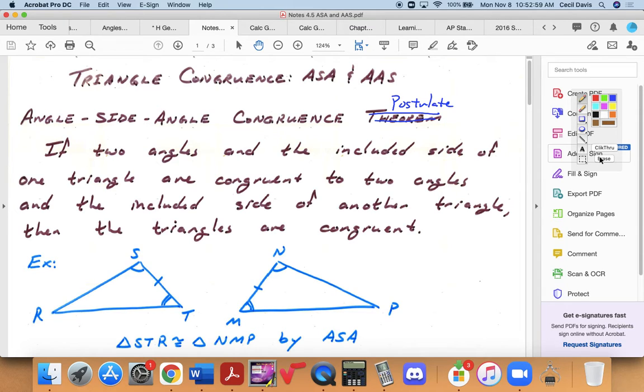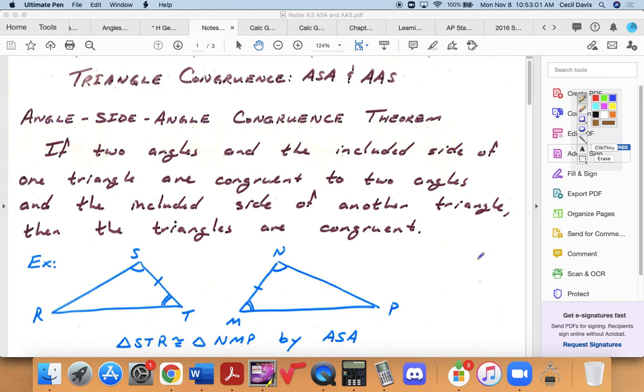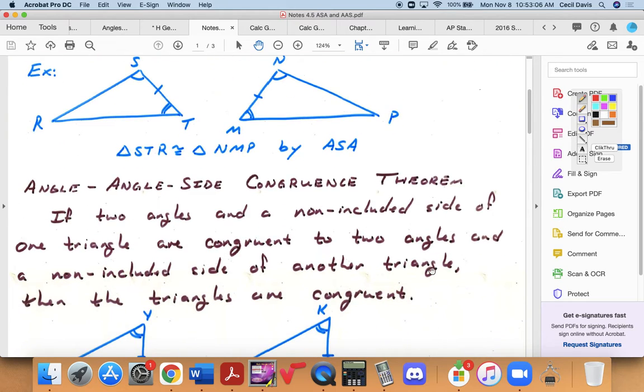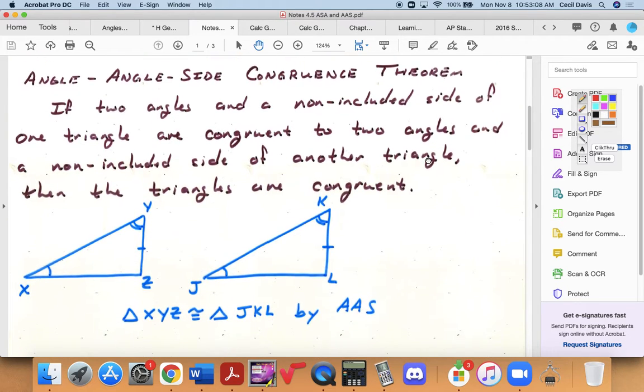Okay, the next one is a theorem. And it is the angle angle side congruence theorem. It says that if two angles and a non-included side of one triangle are congruent to two angles and the non-included side in another triangle, then the triangles are congruent. Do you see why this is called angle angle side instead of angle side angle? Yeah, because the side's not in between the two angles.